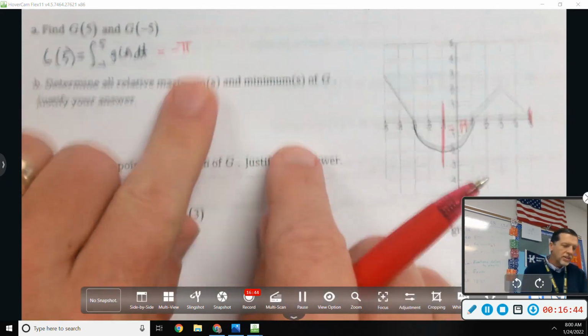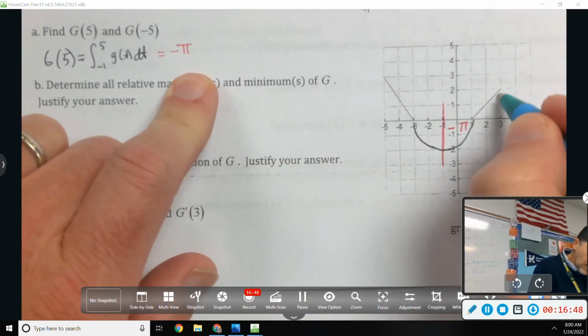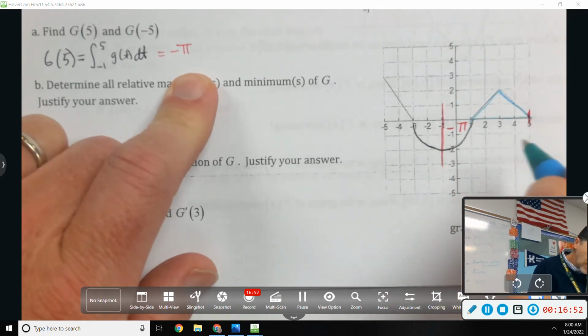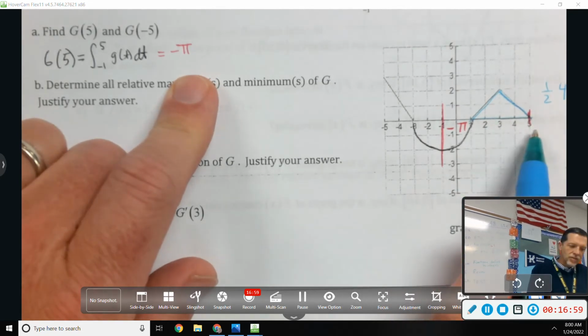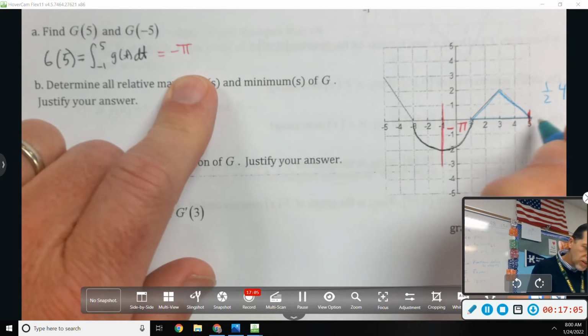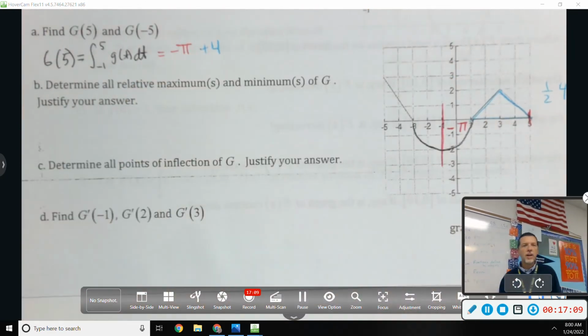Not done yet. That was just that piece of it. And then this triangle over here. 1/2 base. Careful, the base isn't 5 long. The base is 4 long. Height is 2. So 1/2 of 8 is 4. Negative pi plus 4.